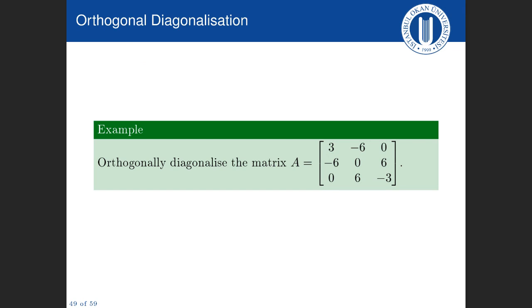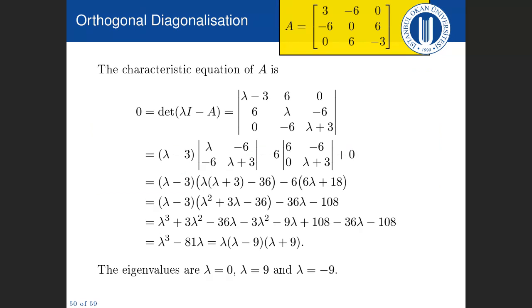Let's do another one. Orthogonally diagonalize this matrix A. Again, look, this is a symmetric matrix, because we can only do this for symmetric matrices. This time I'm going to do more of the details. First, we need the eigenvalues. So first, we need the characteristic equation. 0 equal to the determinant of lambda I minus A is the characteristic equation. If we were asked for the characteristic polynomial, then we just do the determinant of lambda I minus A.